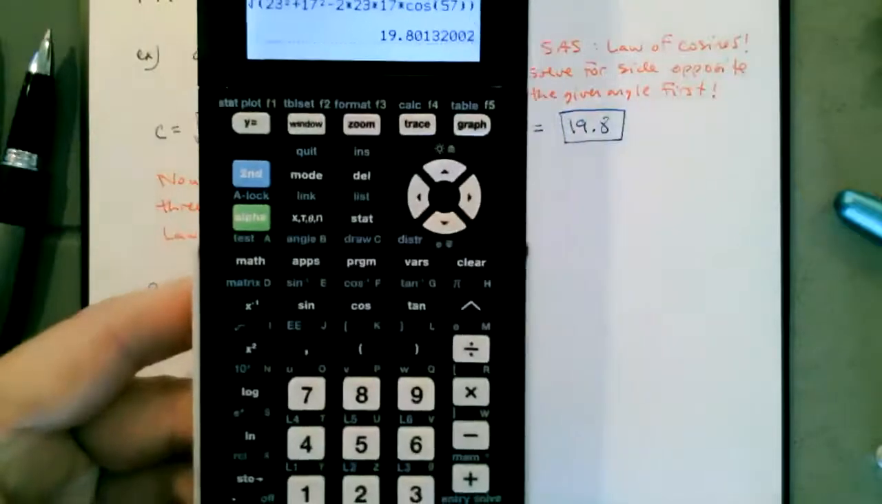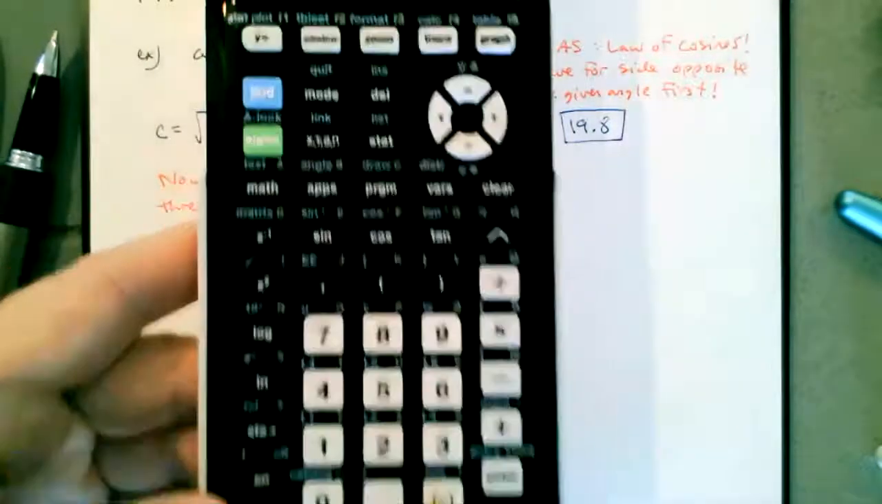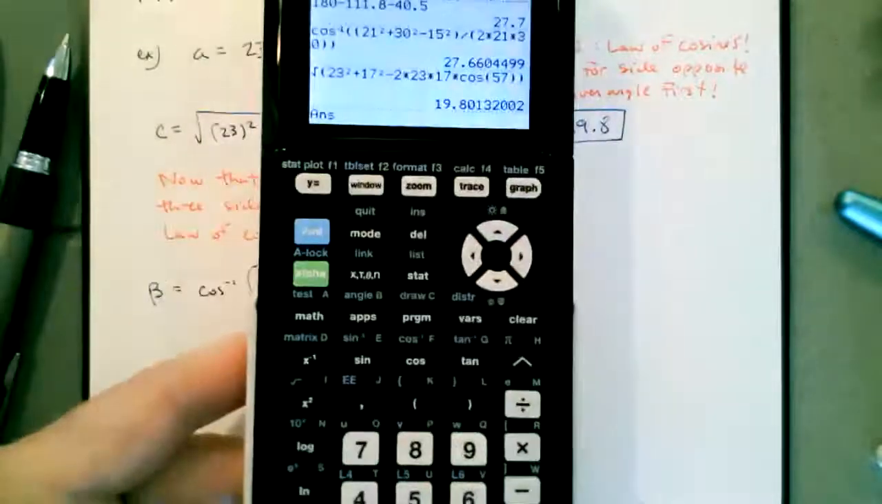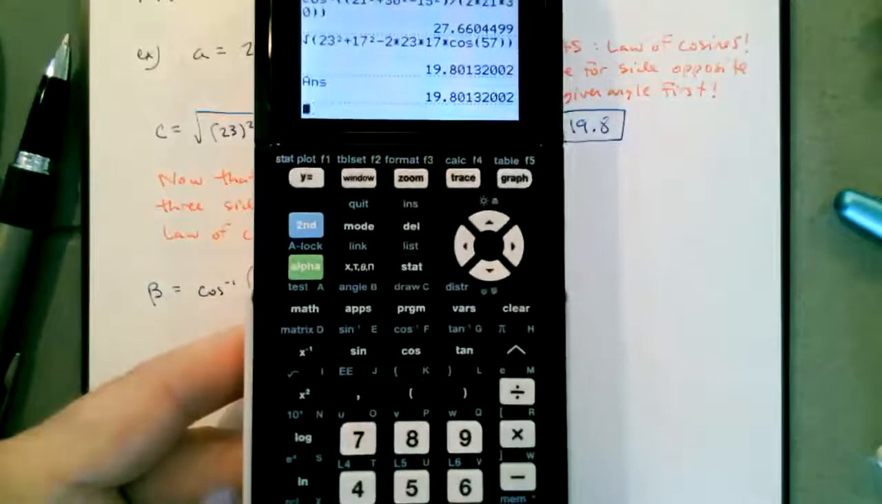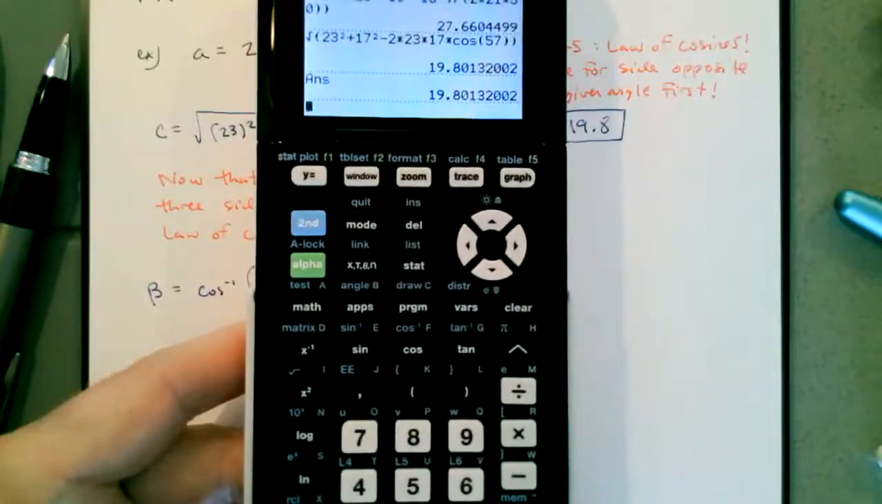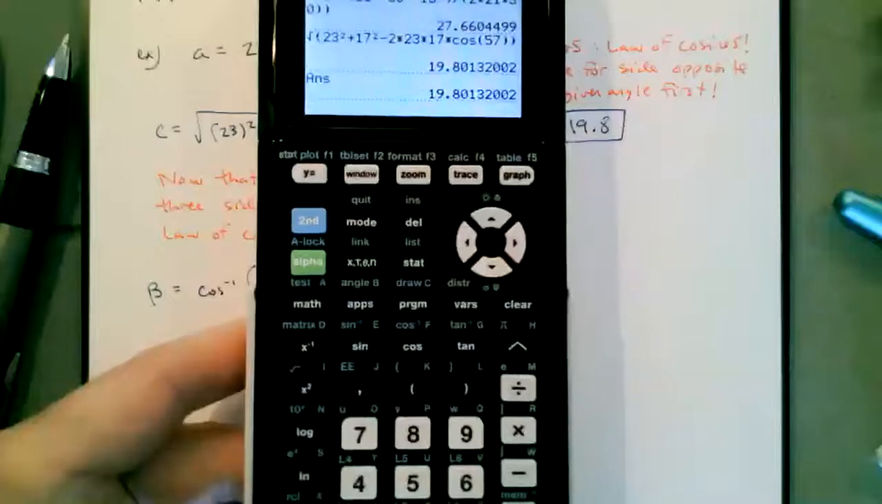Fortunately for our heroes, there's a button above the change the sign button, ANS. If we bring that up, that button is now a 19.80132002 button for your calculator until we hit enter again and it comes up with a different number.